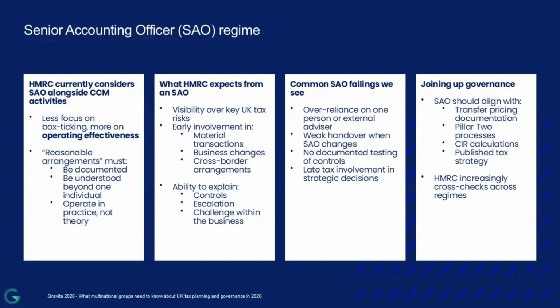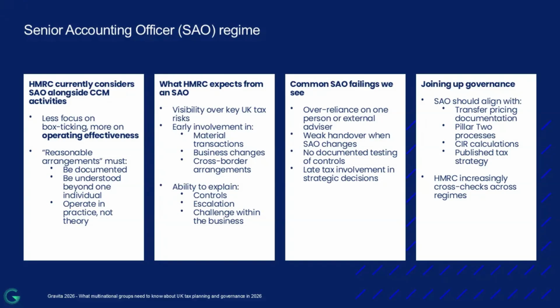Now, there's also visibility over the key tax risks. Therefore, they're hoping for early involvement in any material transactions, anything that might need to be noted on a certification or something that you might want to mention to your CCM. It's to get the SAO to think about these areas that HMRC may want to get comfortable with when they receive the certificate, and this dovetails into other areas such as your transfer pricing and your Pillar 2, and your corporate interest restriction, which I'm going to talk about, but also your tax strategy. So all of this should be brought together as part of the overall governance of the group.